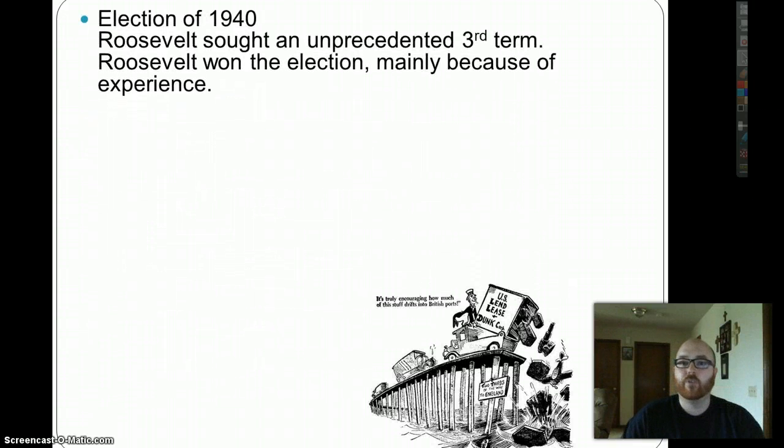Election of 1940: Roosevelt ran for an unprecedented third term. Guess what? He won! He's the first and only president to get three terms. He actually gets one more term before the war is over, an unprecedented four terms. He won mainly because of his experience, we were in the middle of all these crises, he could be trusted, and change could disrupt the way things were going.